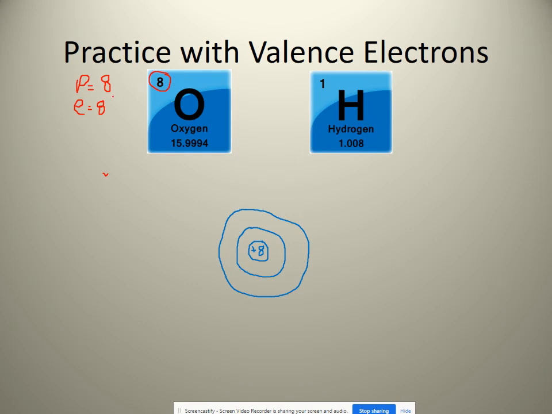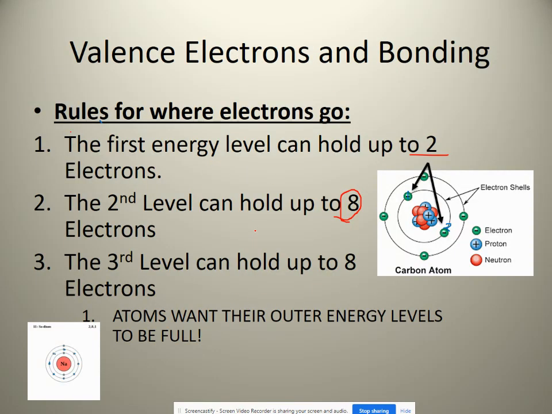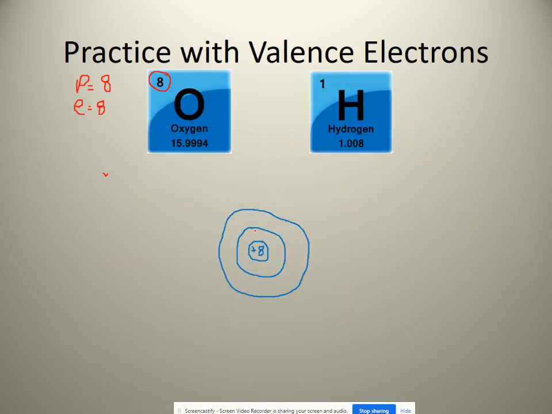So let's start filling in our electrons. The first orbital level can hold up to 2. Okay, if you need, you can go back to your rules, right? First energy level can hold up to 2 electrons. I'm going to go ahead and put my 2 electrons in here. Okay, I'm even going to add a little negative to these so we remember that they are negatively charged.